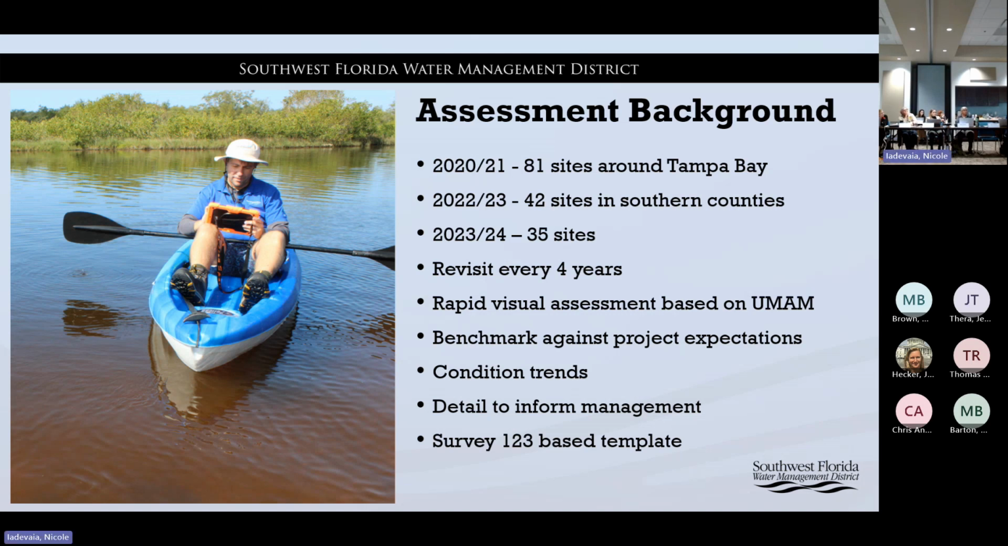So we've expanded that. Over last year, this year, we also looked at 40 sites, mostly in the southern counties, so around here. And this year and into next year, we have another 35 sites planned. What we intend to do is to look at each site every 4 years, so roughly 25% of our restoration projects every year. And the assessment methodology we took from the UMAM.